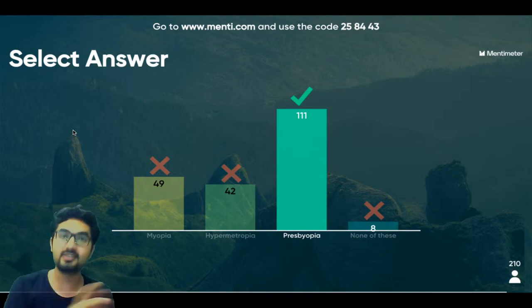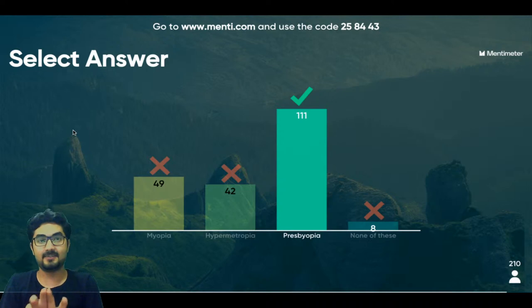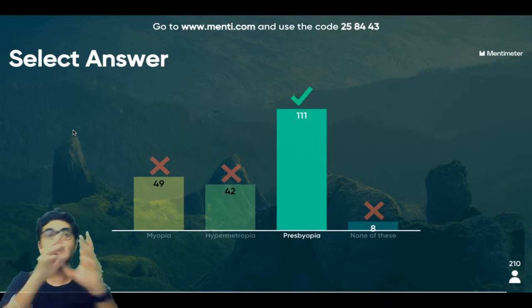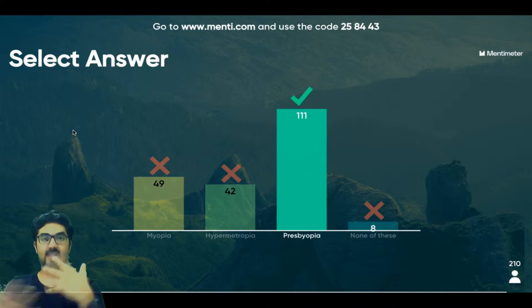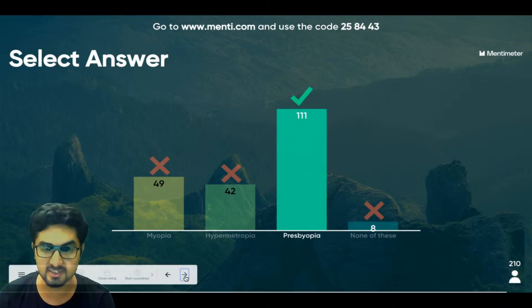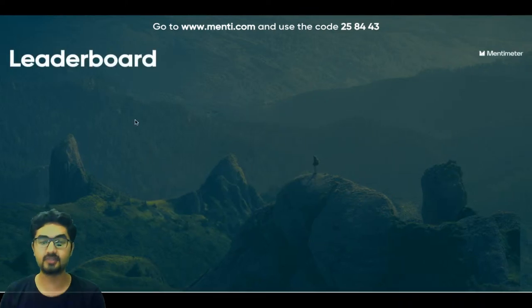Jo agar aap us image ko wapis se dekhoge, there were two lenses in each of the eyeglass. There were two sorts of lenses. Uska shadow par bhi dikh raha hoga, right? So those lenses are called bifocal lens. Matlab unki do alag alag focal length hoti hai. Theek hai, and you must have seen your parents or your grandparents wearing such things.